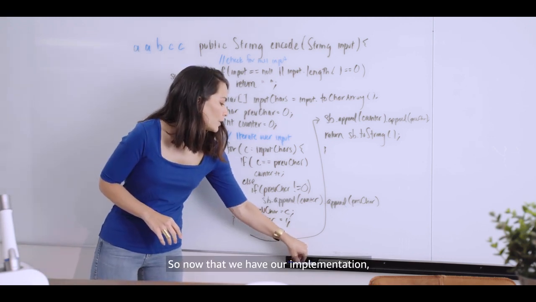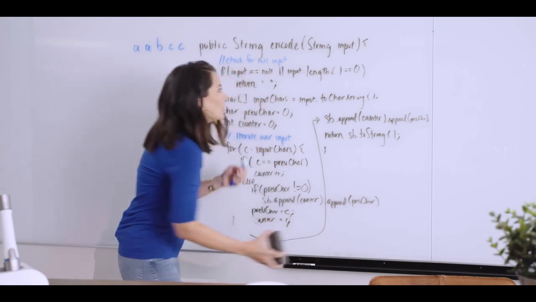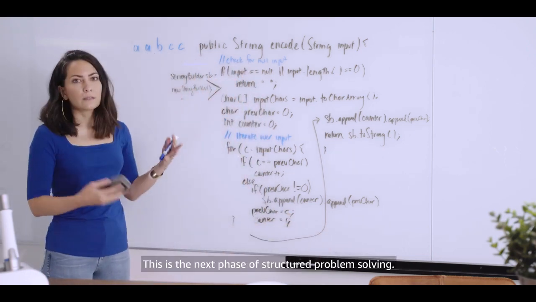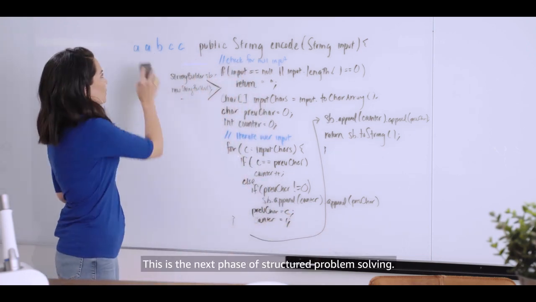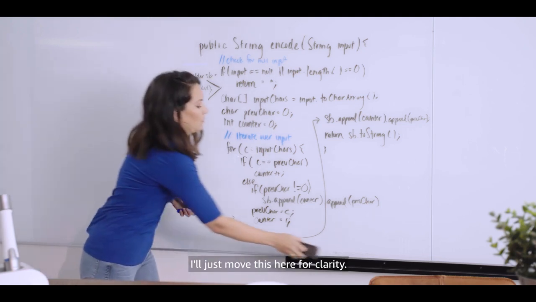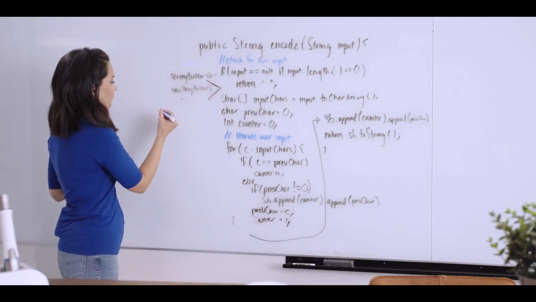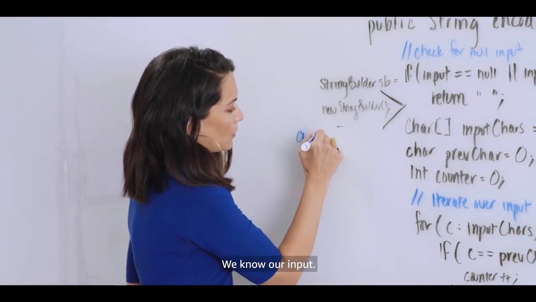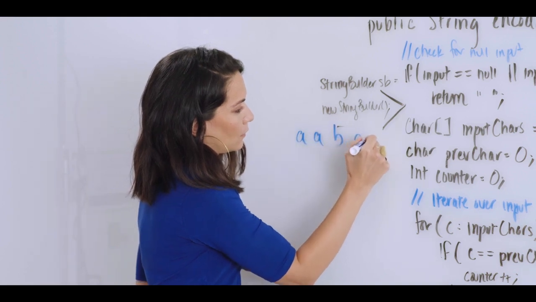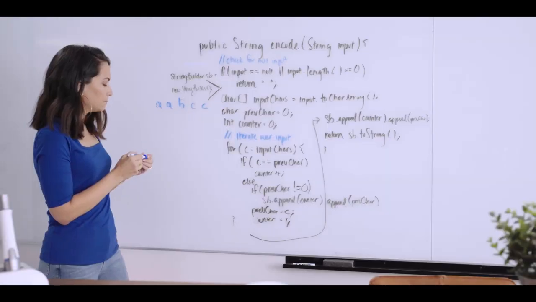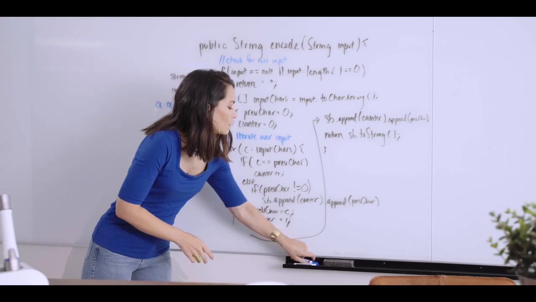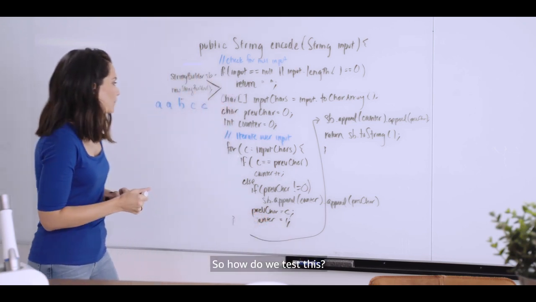So now that we have our implementation, let's test it, right? This is the next phase of structured problem solving. I'll just move this here for clarity. We know our input is A, B, C, C. So how do we test this?